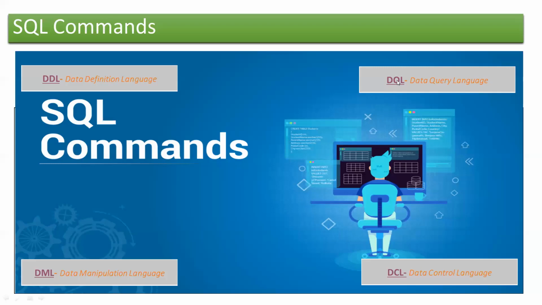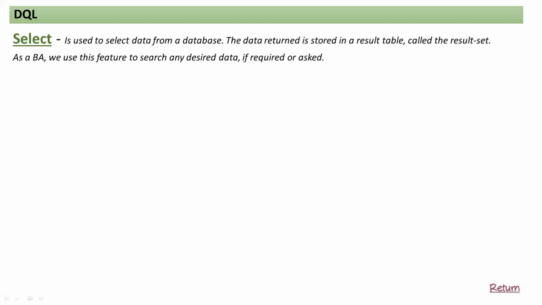Towards DQL, that is data query language, we have only one functionality which you can relate to, called select, and it is used to select data from the database. The data returned is stored in a result table called the result set. As a BA, we use this feature to search any desired data if required or asked. So if I have to pull up any information towards any of the requirements from the client, I will use select and then give the following commands, and it will throw up that relevant structure or data.